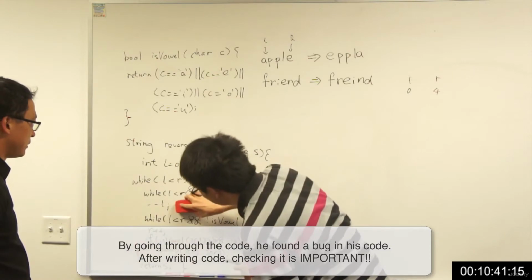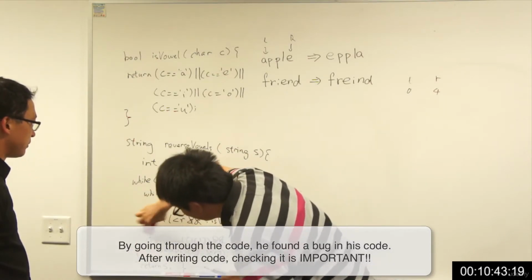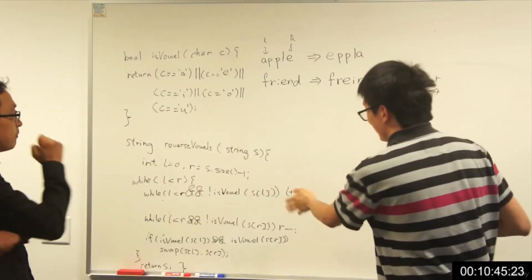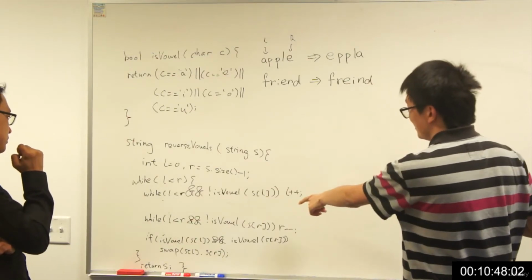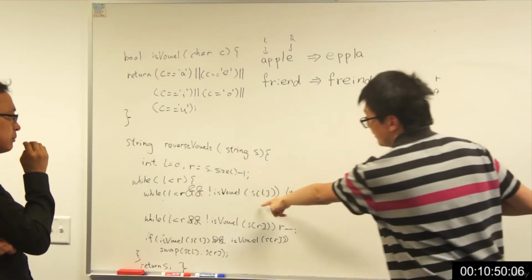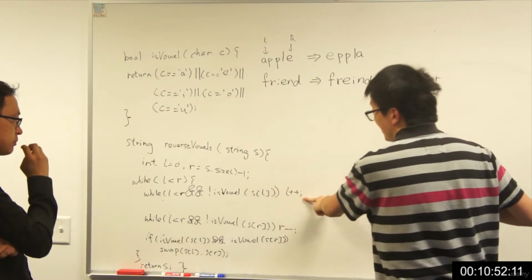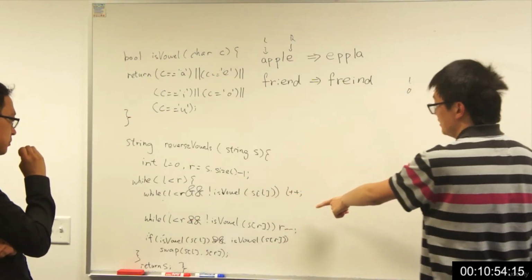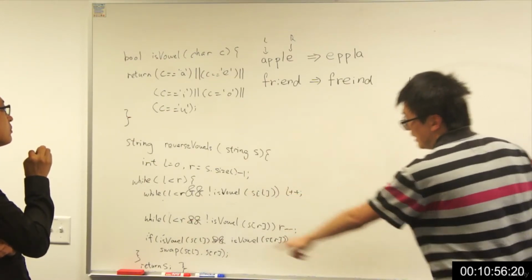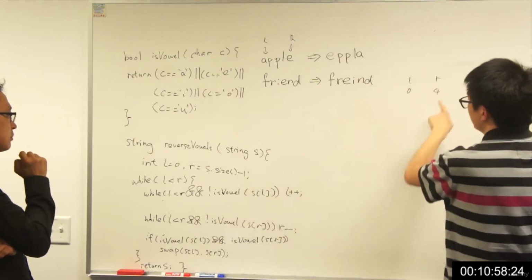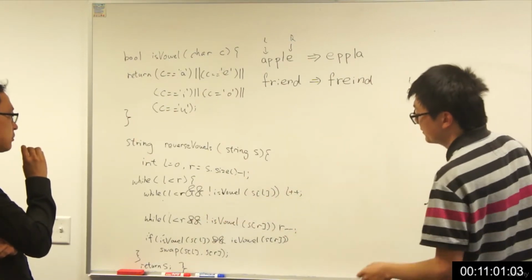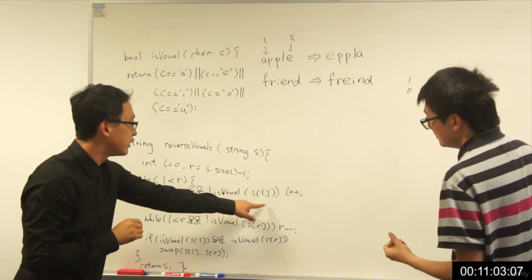Yes, I should erase these two lines. Never mind. So L will stay in until it finds a vowel, because initially S0 is already a vowel here, so this line will not trigger. Basically L will still be 0, and after this line R will also be 4, because S4 is a vowel.